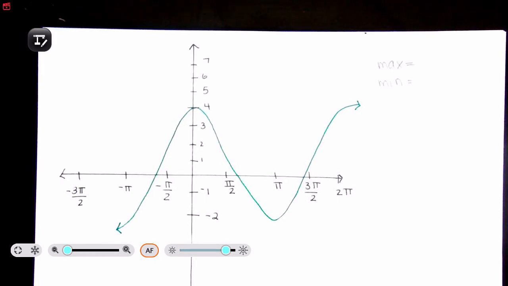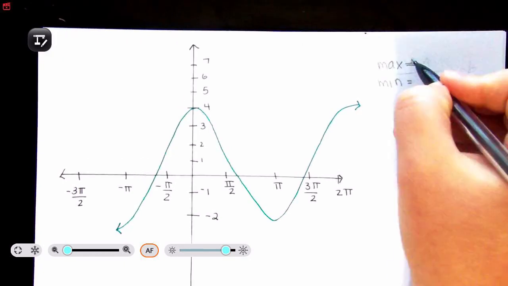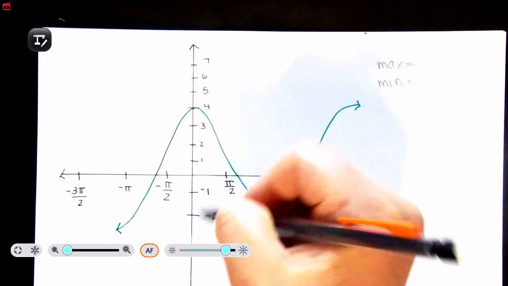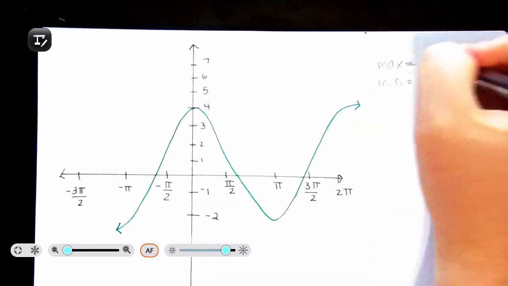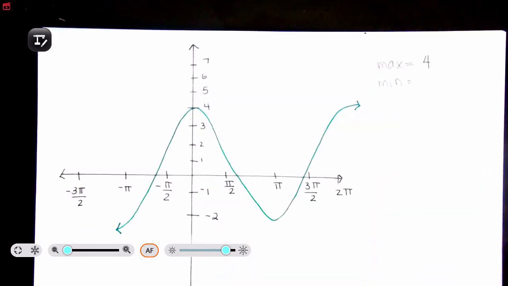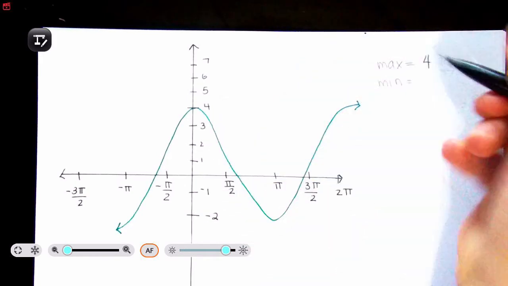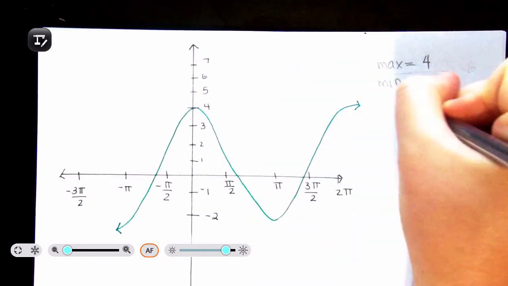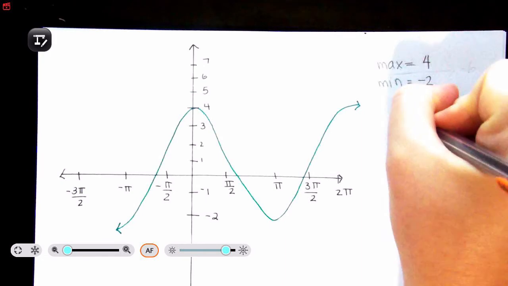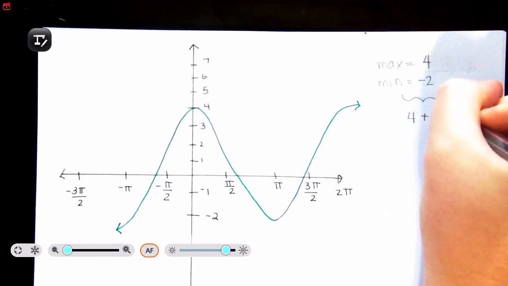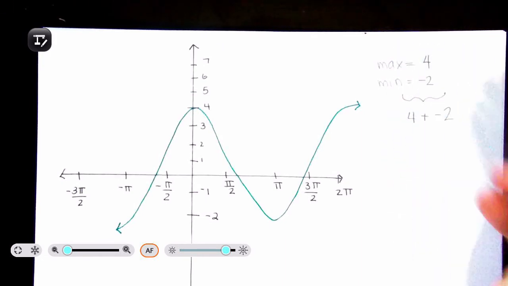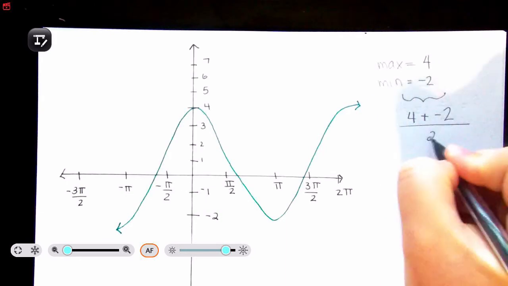Now I have my steps next to me, so I'm going to follow that. Step number 1 is identify and label your midline. Okay, so our maximum value refers to the y-axis. So our maximum value is 4. Our minimum value, what is the smallest it can be? It can be -2. So how do I find my midline? I take my maximum plus my minimum, and I'm going to divide by 2.